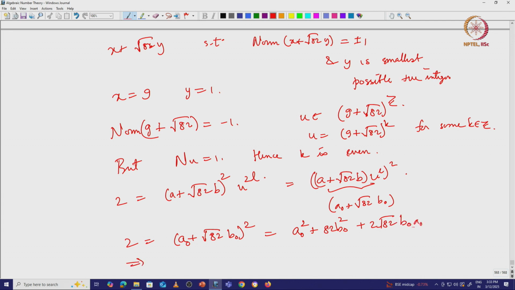This implies that b_0 is 0 and a_0 squared is 2, which is a contradiction. So these computations can get quite involved because there are roots of unity, fundamental units. The group of units is infinite. If the group of units were finite, we would just have to do some finite computation. So you see this already in the first non-trivial example that we have seen.